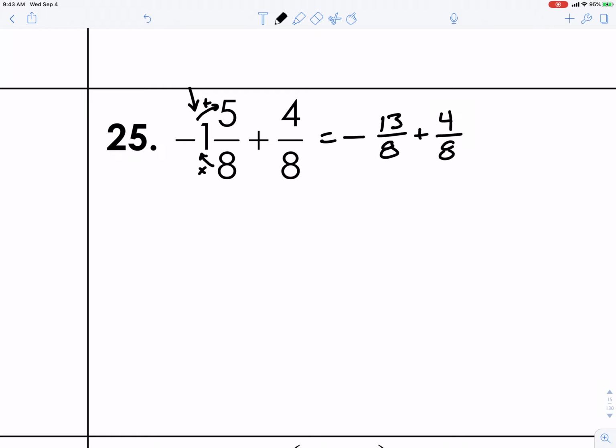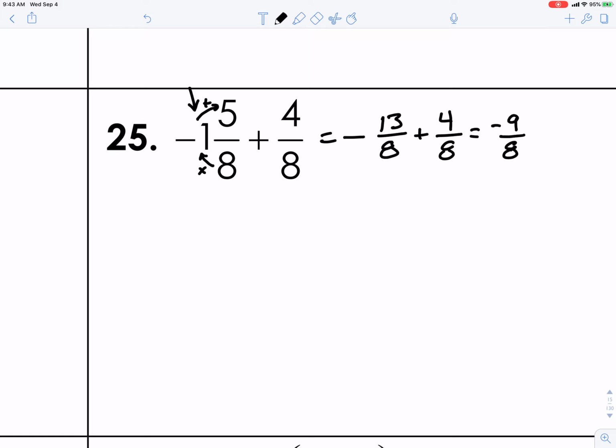Now I need to worry about my adding and subtracting integers. Well, basically I have a -13 plus 4. Well, if I look at a number line, I start at -13. I add 4. Which way do I go? I've got to go to the right. So I'm actually getting smaller on my negative side. So it's -13, I count backwards 4, 12, 11, 10, 9. So that gives me -9 eighths.